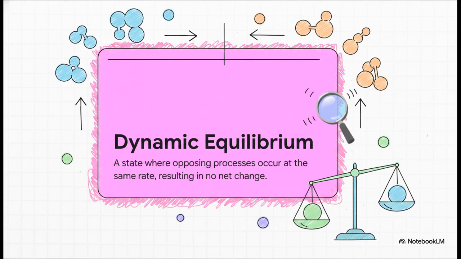Here is the absolutely crucial point. Dynamic equilibrium is a state where opposing processes occur simultaneously at the exact same rate. That means there is zero net change in the measurable amounts of reactants or products. But if you zoom in, those individual molecules are frantically moving back and forth across the phase boundary. They are working in overdrive, but they're just perfectly canceling out each other's progress.